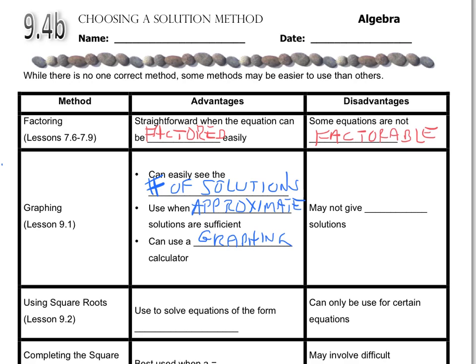So the disadvantage to the graphing method is that it's not always going to give exact solutions, and you have to be okay with that, or just hope that it lands on a nice perfect integer that you can use as your answers.